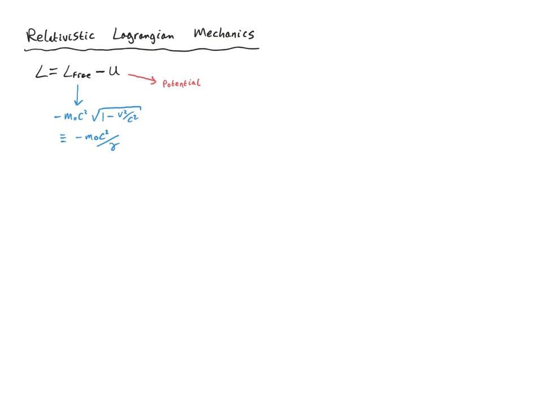We have a free piece which corresponds to a single particle with no potential, and as we derived in the previous lectures, that can be given by minus m0 c squared times the square root of 1 minus v squared over c squared. In the non-relativistic limit, this basically recovers the usual kinetic energy term. It can also be written in terms of the usual Lorentz factor, but bear in mind that it does depend on the velocity v of the particle.